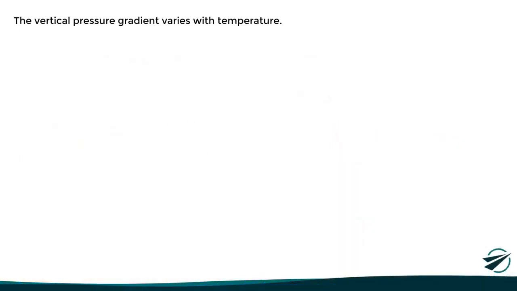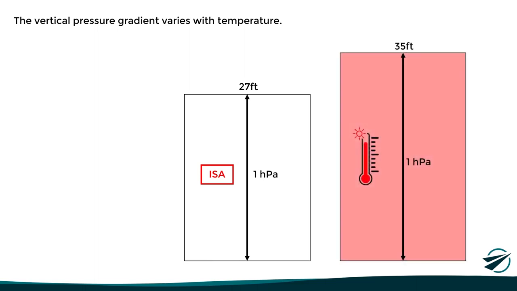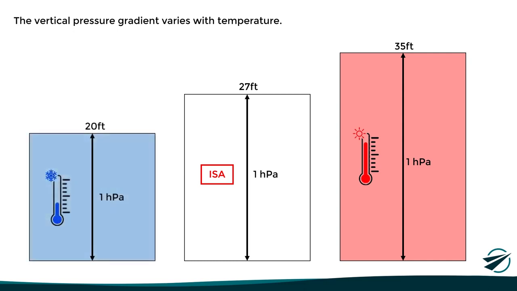The thing is that, as we said in the previous video, the rate at which the pressure changes with altitude varies with air temperature. For instance, at sea level under standard conditions, the pressure changes by 1 hectopascal for every 27 feet. However, if the temperature increases, then the pressure will reduce more slowly with altitude, resulting in a lower vertical pressure gradient. While if the temperature decreases, the pressure will reduce more rapidly with altitude, and we will have a higher vertical pressure gradient.